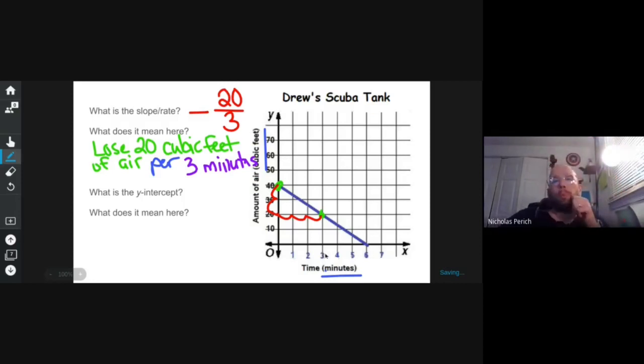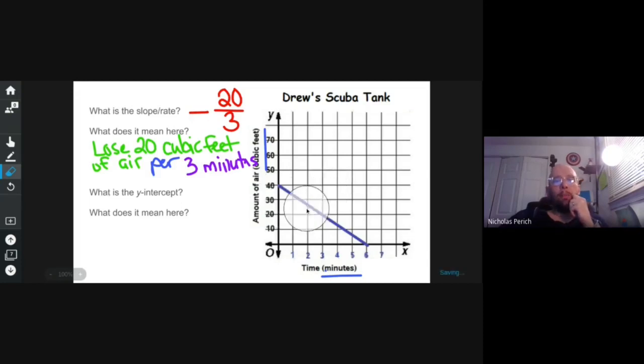Your slope is rise over run or y over x. And so it's going to be cubic feet per minute. Since it's negative, we say I lose 20 cubic feet per 3 minutes.